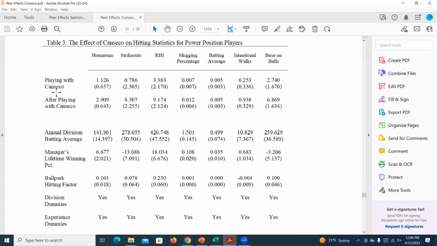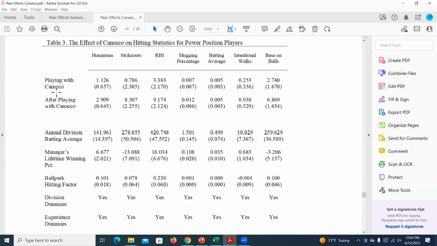Okay. And they then use a bunch of different performance variables, right? So usually when you see something like this, every single column represents a different regression, right? So here, my dependent variables: home runs, strikeouts, RBI, etc.